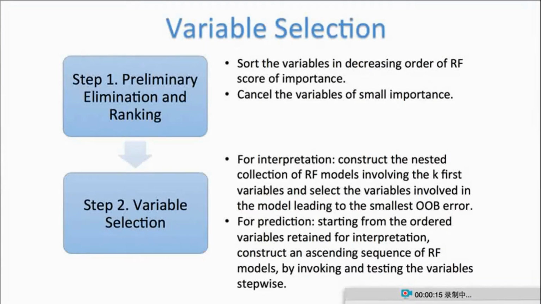The other is to find a sufficient parsimonious set of important variables for prediction. This paper proposed a variable selection method based on random forest, which includes two steps. The first step of this method is to rank variables by the variable importance index mentioned before. Then, variables of small importance will be eliminated.